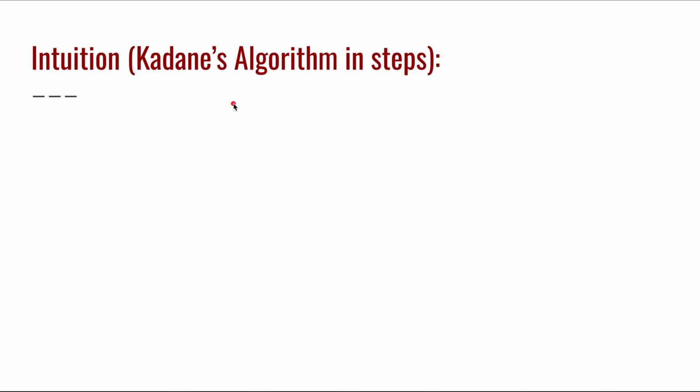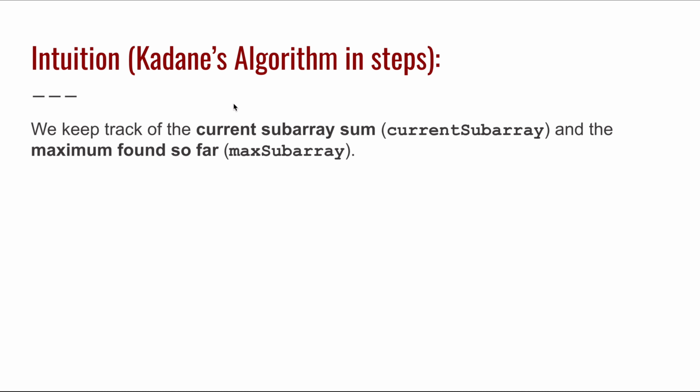With Kadane's algorithm, the optimal solution takes O(n) time, and we will not go for brute force, which takes O(n²) because we have to go through multiple subarrays. So how does it work? Kadane's algorithm tracks the current subarray sum, which we will name current subarray, and at each step we decide whether to start a new subarray from the current element. The maximum found so far is called max subarray.